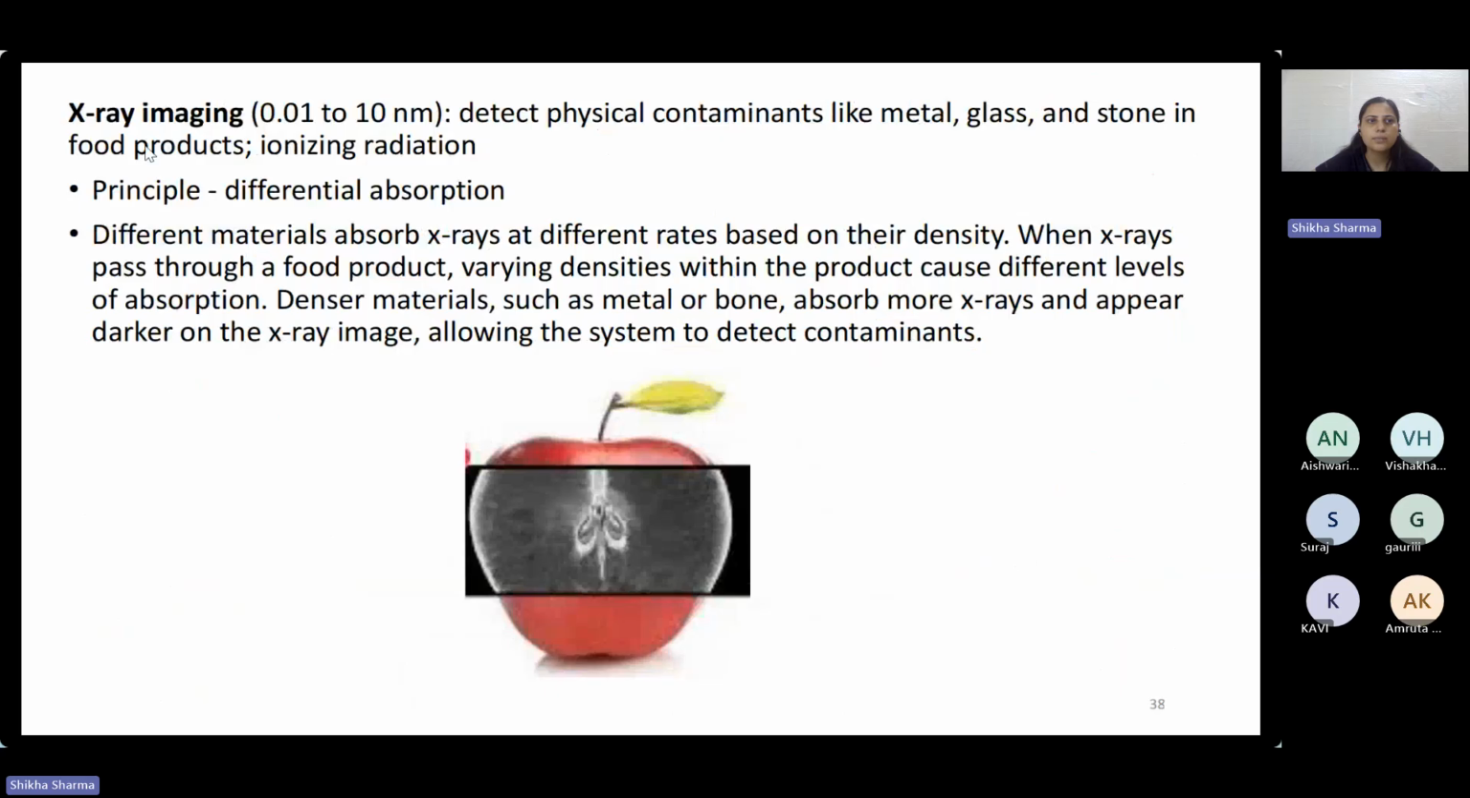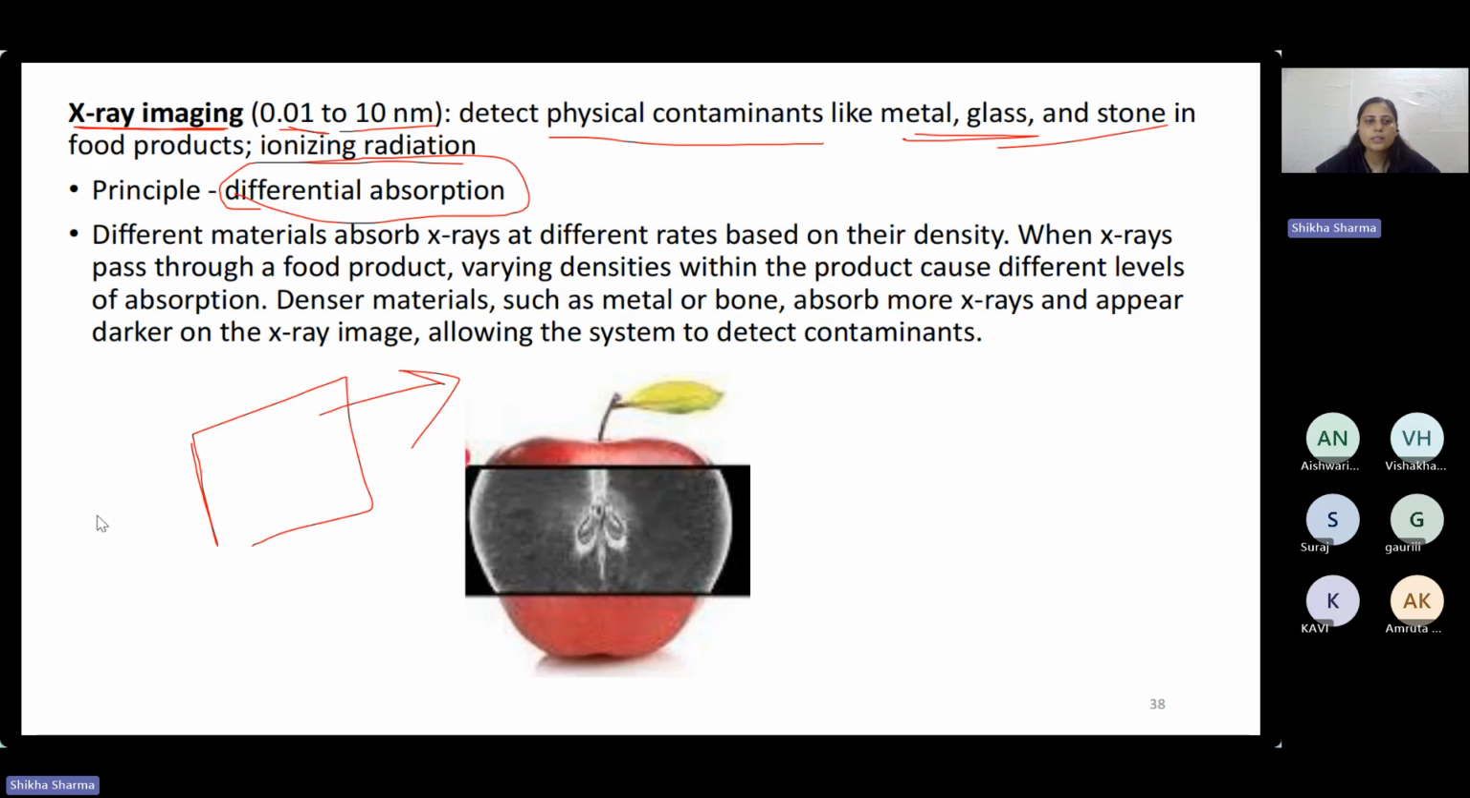Next is X-ray imaging. So what is X-ray imaging in food product? X-rays are ionizing radiations, in the range of 0.01 to 10 nanometers. Basically, X-rays are used to detect physical contamination, like if there is metal, glass, or stone in the food product. Based on X-ray imaging, we can separate these foreign materials. Okay, so it's based on differential absorption.